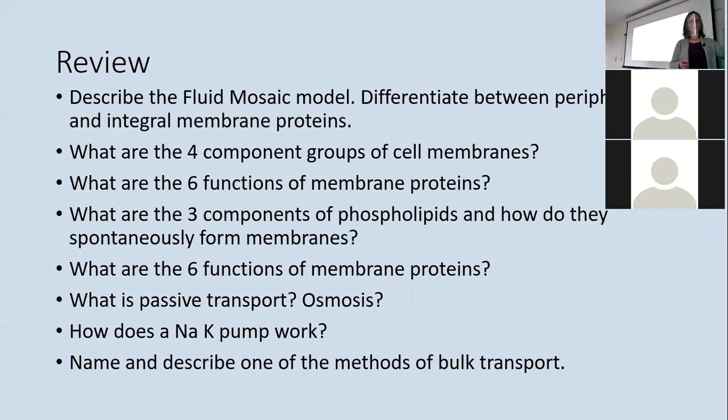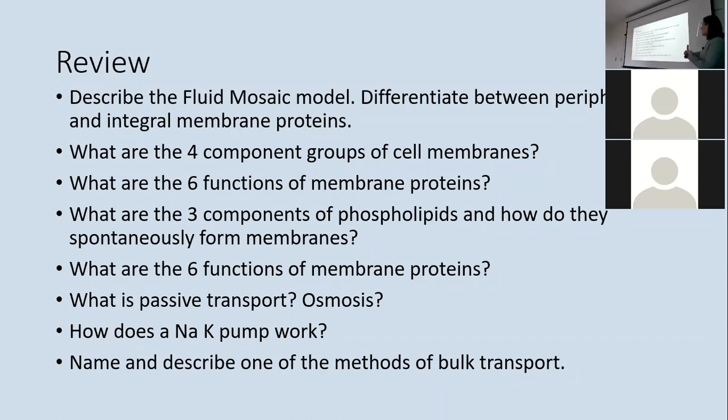Transport's a huge one, right? We've just spent like 2 days talking about transporting stuff across a membrane, and it's all done by proteins. Yep. Enzymes, right? They're carrying on chemical reactions in and around the membrane. Yep. Cell surface receptors. Yep. Receptors are taking in chemical and physical signals from the outside to the inside of the cell.